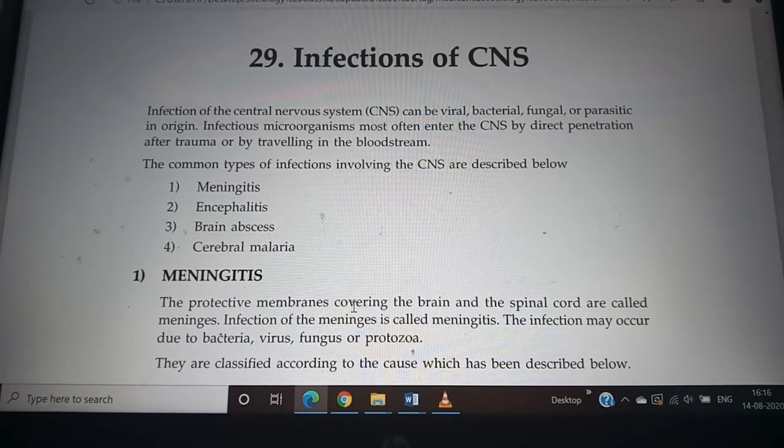Commonly, we see that the central nervous system can be infected through meningitis, encephalitis, brain abscess, and cerebral malaria. Okay, we will see the first three because they are part of your syllabus. I don't want to confuse you with cerebral malaria. Let us see what meningitis is, encephalitis, and brain abscess.